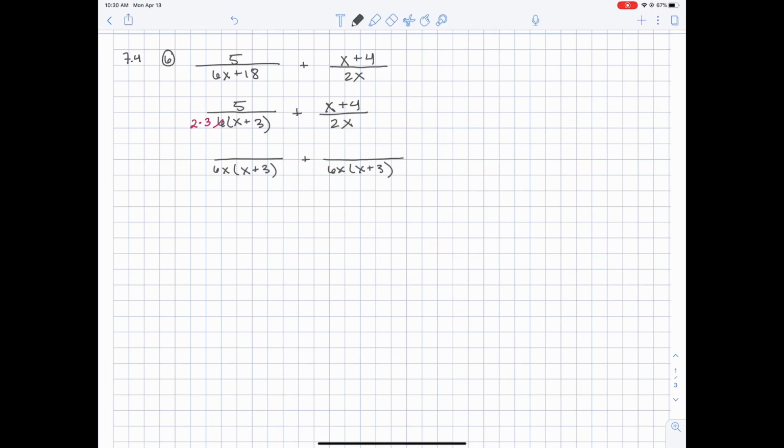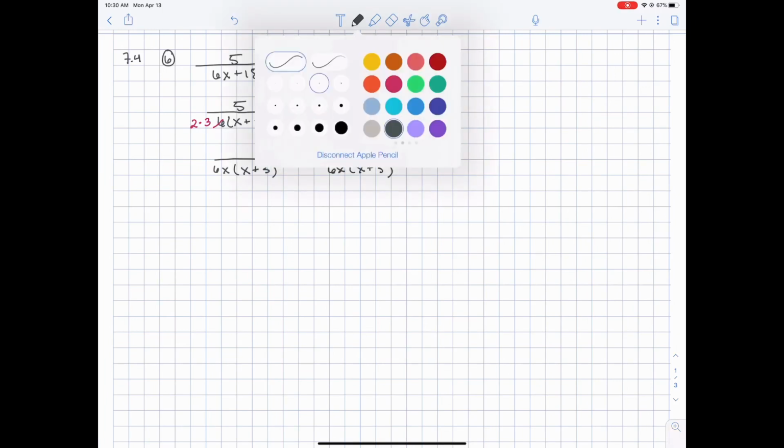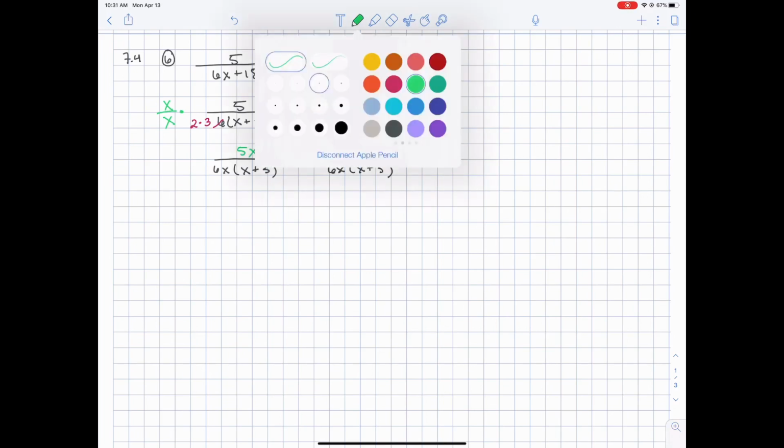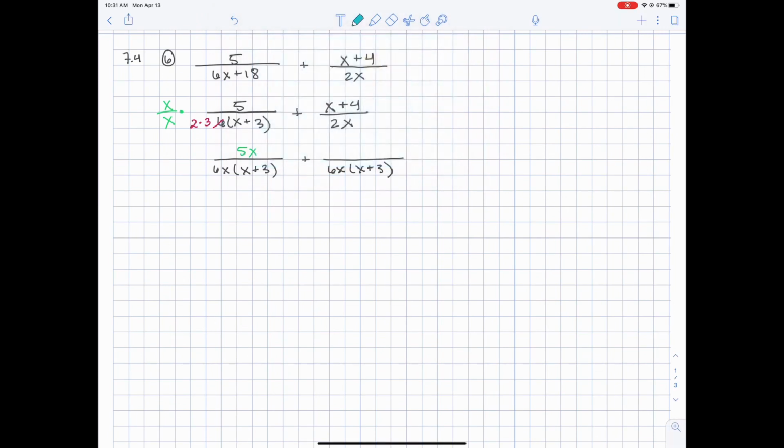So now I just need to figure out what I need to multiply by. So I need to multiply my left side by x over x because that's what I'm missing, meaning that I'm left with a 5x. And on the other side, I have the 2. I'm missing the 3, so I need to multiply by 3. I also need to multiply by x plus 3.